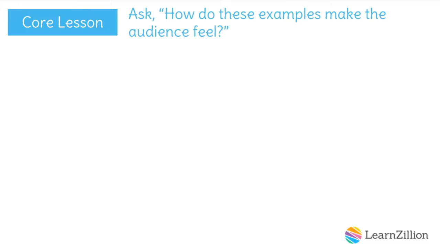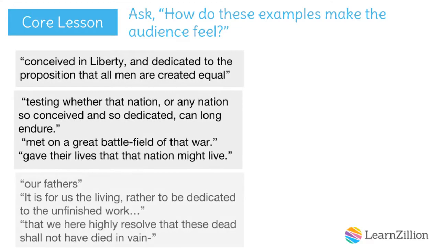Since I identified some examples of rhetoric, the next step is to ask, how do these examples make the audience feel? Earlier, we reviewed that some techniques of rhetoric include appeals to knowledge and reasoning, emotion, and ideals and credibility. To answer this question, I will go through each of these and think about the feelings they invoke.